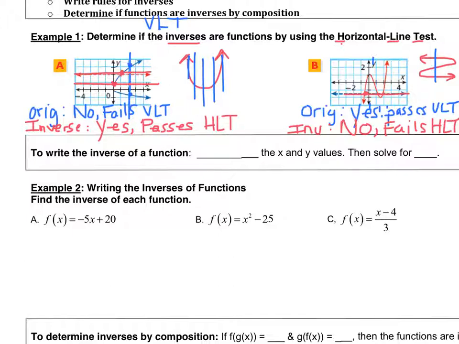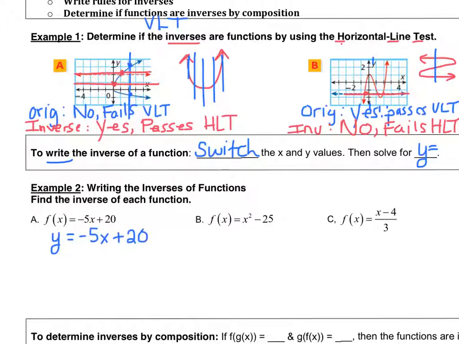Alright, now what if we want to actually write the equation of an inverse rather than just pretend like we can picture the graph being the inverse? To figure out what the equation of the inverse would be, you switch the x and y values. You just flip-flop them. Once you do that, you solve for y equals. So let's do that. Example A. F of x is the same thing as y equals. So we have y equals negative 5x plus 20.